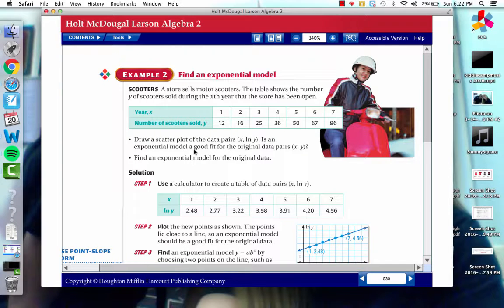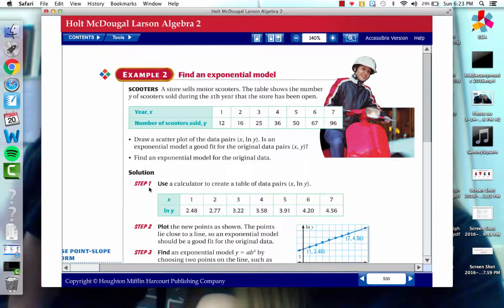So when it says draw a scatter plot of the data pairs x comma ln of y, basically what you're going to do, and you could do this in a table on your paper and then use a calculator, is type in, so you're going to have all your x values stay the same, so 1, 2, 3, 4, 5, 6, 7, whatever, and then instead of graphing the point 1, 12, you're going to take the ln of the y values, and that's going to be your new y value. And so that's what they did here in step 1, is they took the ln of 12 and they got 2.48. They took the ln of 16 and they got 2.77.